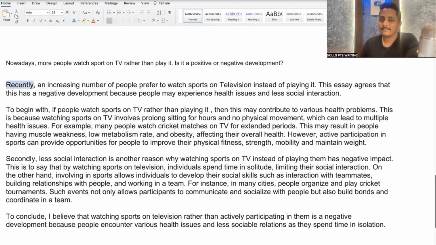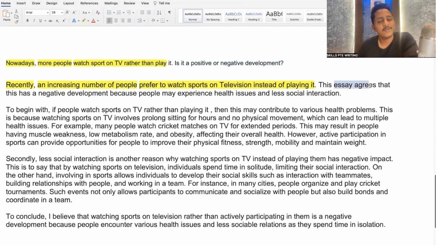Recently, nowadays, an increasing number of people, more people, prefer to watch sports on television instead of playing it. Watch sport on TV rather than playing it. Just a synonym being used. She has not used much of the brain. That's how you do the first para. You'll not think much. Is it a positive development?